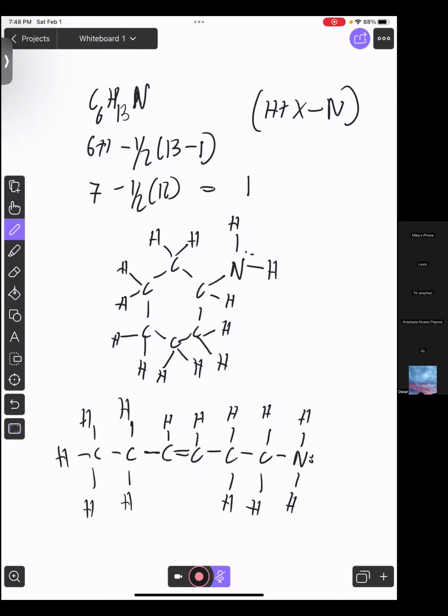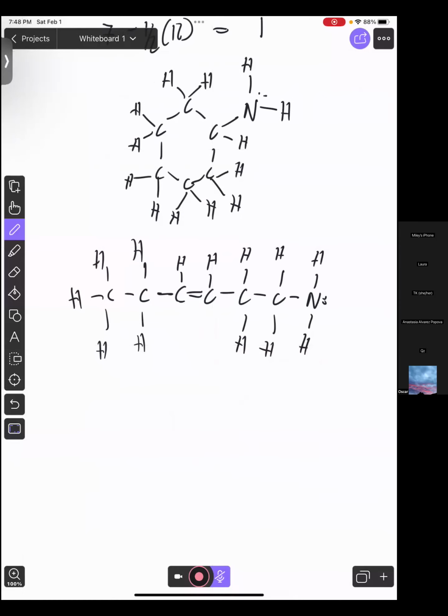And so hopefully you realize you can draw so many different things. And the idea is for you to feel comfortable drawing a number of different possibilities for a molecular formula. Now, they're going to be different, right? For example, we just drew earlier two structural isomers. We drew this molecule, okay? And we drew this molecule.